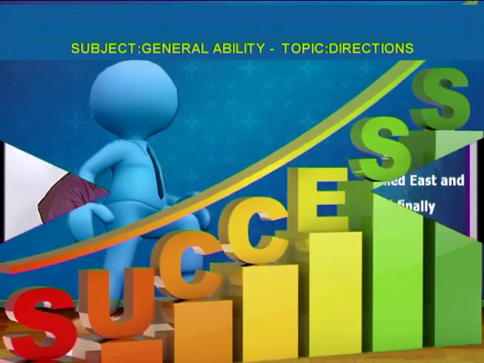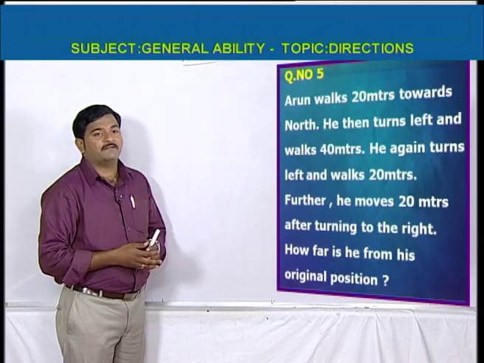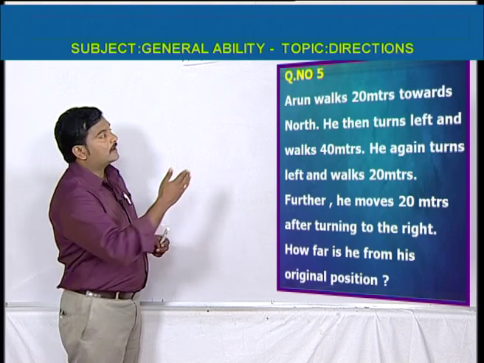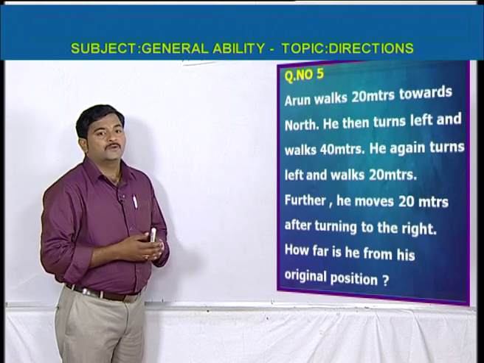10 kilometers I am getting. Just see the next question. Question number 5. What is given? Arun walks 20 meters towards north. So I repeat, Arun walks 20 meters towards the north.